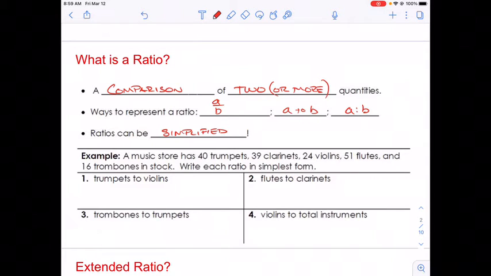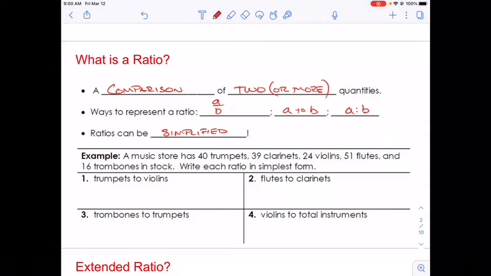When you're reading a word problem, whatever comes first is your numerator. Whatever comes after the word "to" is your denominator, because it's always going to say you can compare this to this. So what comes before the word "to" is your numerator, and what comes after is your denominator. In the middle one, A to B means A goes on top, B goes on bottom. Now, one thing to remember, any fraction can always be simplified if possible. So if you're asked to find a ratio, you're always going to put that in simplest form.